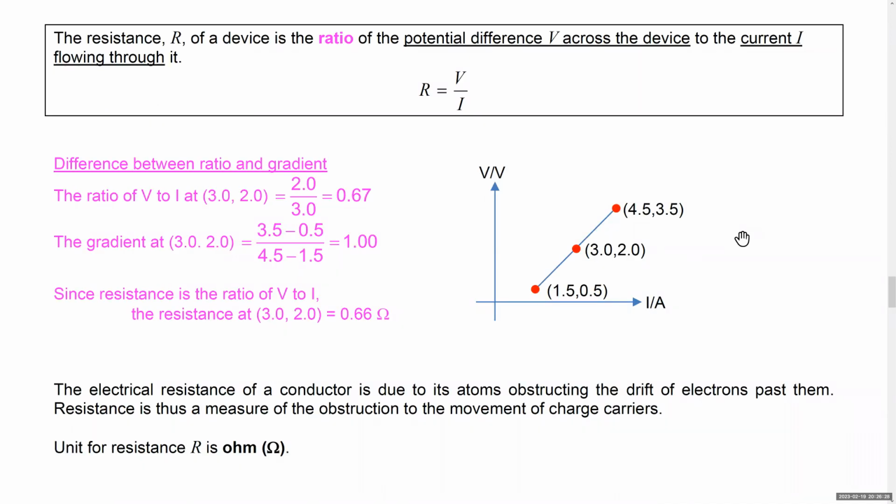So let's take a look. Okay, let's discuss the difference between ratio and gradient. Look at the graph, there are 3 points. The ratio of I to V for the middle point, 3.0, 2.0, is 0.67. Now the gradient is 1. Since the resistance is the ratio of V to I, the resistance at the middle point is 0.66 ohm. So that's the meaning of ratio. The resistance is not calculated using gradient.